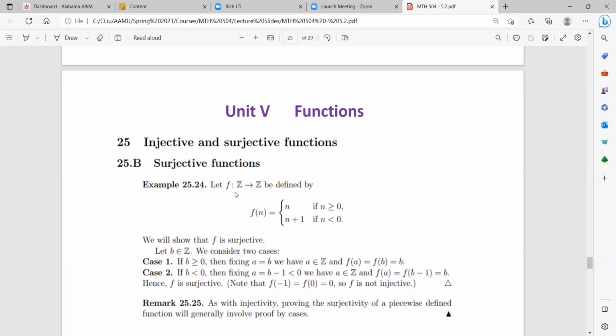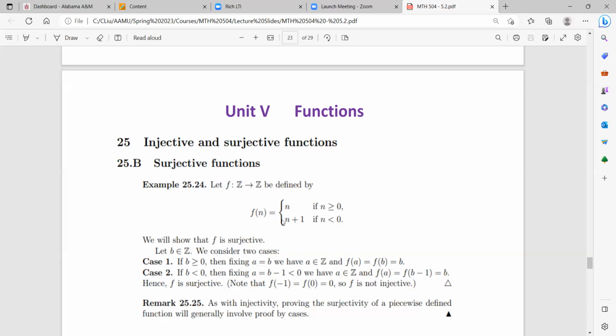So this example we saw before. The function f is defined from Z to Z, and is defined piecewise as this. So f of n is equal to n if n is greater than or equal to 0, and is n plus 1 if n is less than 0. So this is a piecewise defined function. We want to know whether this function is surjective. I think we did it before, and we showed this function is one-to-one. So let's just see whether the function is onto or surjective.